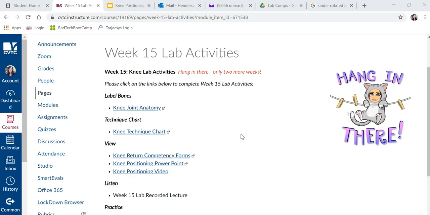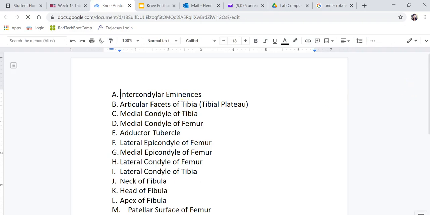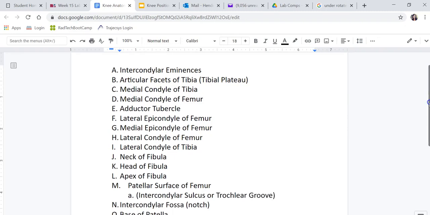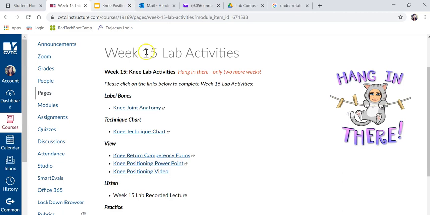The first thing that we would do if we were together is we would get out our bone boxes and we would label our bones. So I have provided a list of anatomy for you that I need you to be able to identify on the distal femur and the proximal tib fib. So please either label your skeleton at home, draw this anatomy and label it, or pull out the bone boxes when you attend open lab and label the bones. Please, please, please practice with this anatomy. All right, that's first.